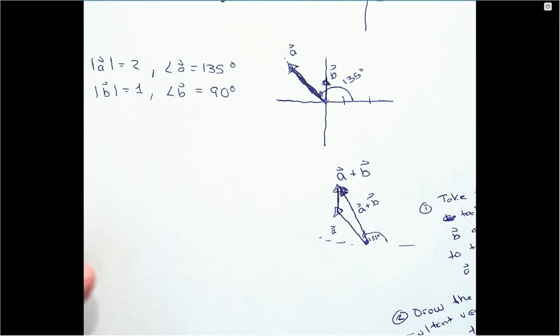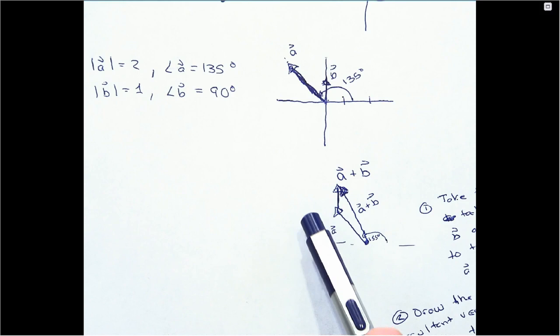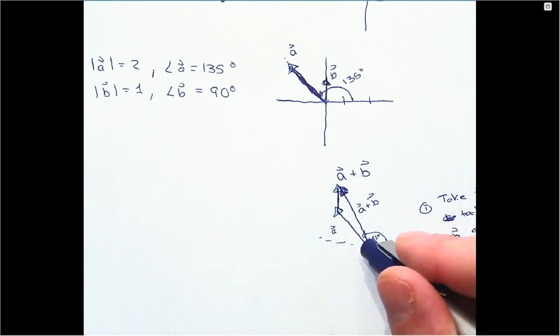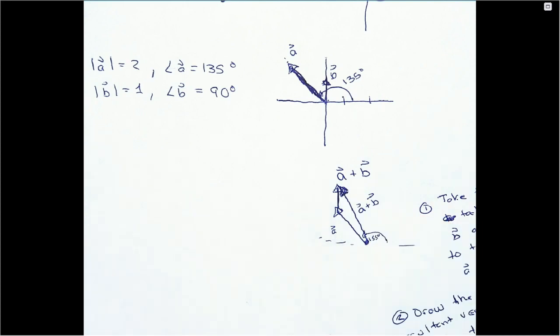So on the homework or on an exam, if I ask you to draw the sum of two vectors using the triangle rule, that's what you want to do. Take the second vector and put its tail on the tip of the first vector, and then just close the triangle from the tail of the first vector to the tip of the translated second vector. And that is your sum, or your resultant vector.